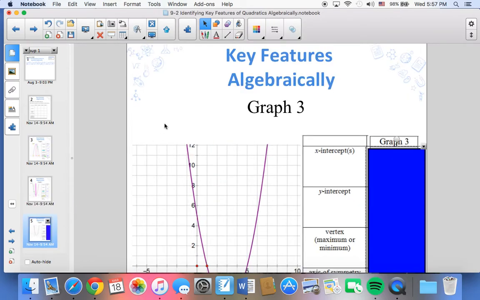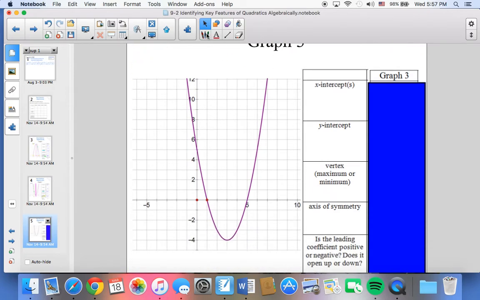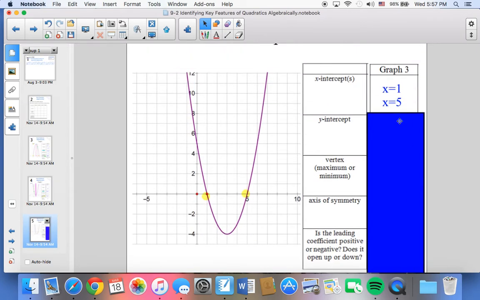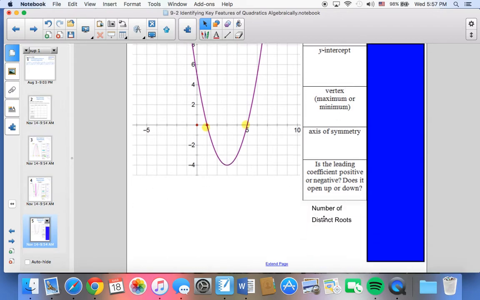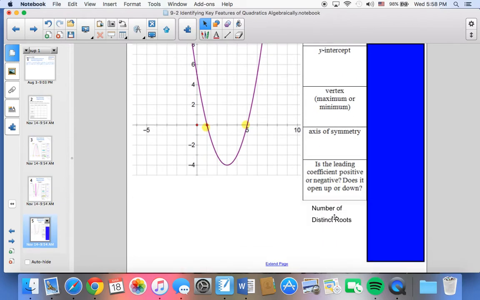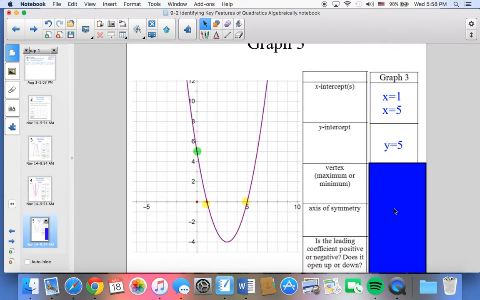Let's look at graph 3. Here we are. Okay. So my x-intercepts, well, I have one here and I have one here. So my x-intercepts are x equals 1 and x equals 5. That really goes along with this bottom question, number of distinct roots. Well, how many roots did you have? I have 2 roots. So that answer down there is going to be 2. Okay, my y-intercept. Where does my parabola cross the y-axis? Crosses it right here. So that's going to be y equals, well, it's crossing it right at 5. So y equals 5.